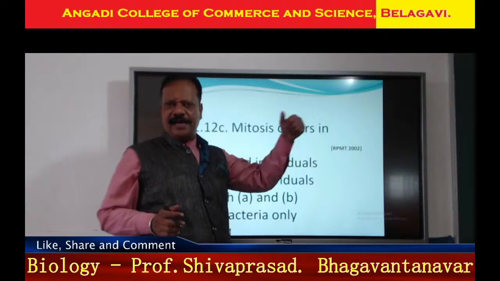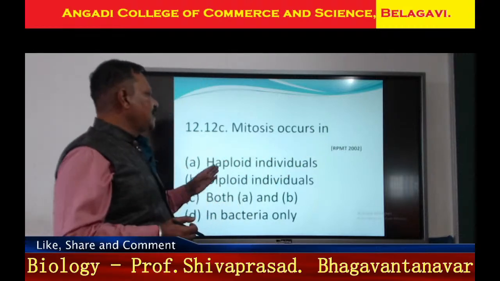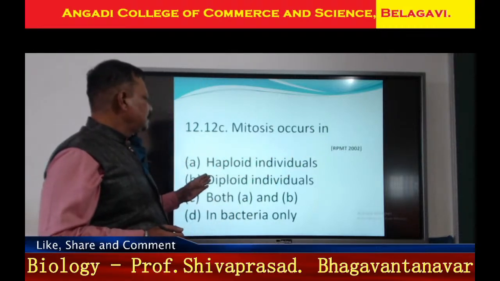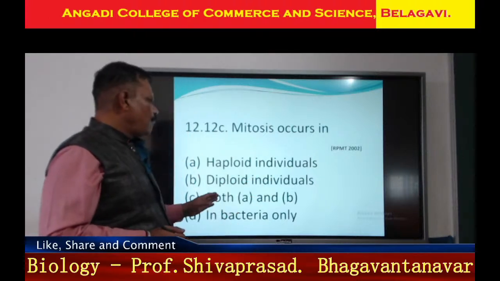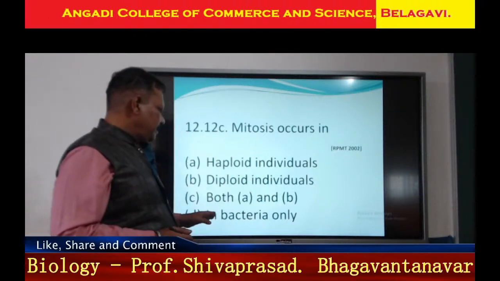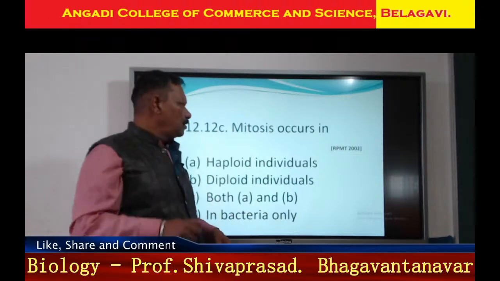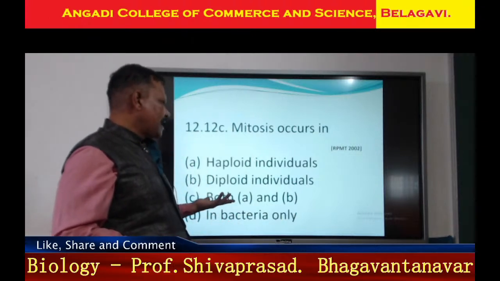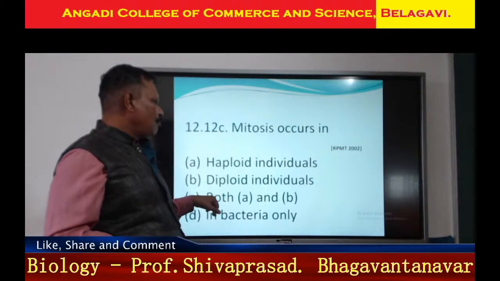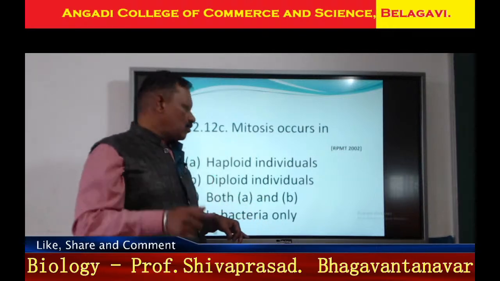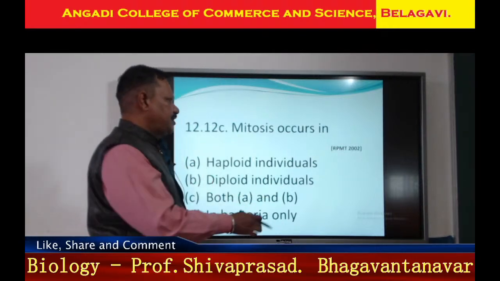Next. Mitosis occurs in, where is mitosis taking place? Haploid individuals, diploid individuals, both A and B, or in bacteria only. So, mitosis takes place in haploid as well as diploid. So, both A and B is the correct one. So, option C is the right one.